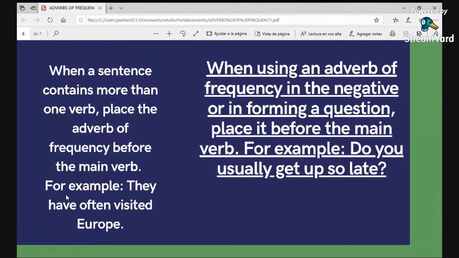The same happens when you have an adverb of frequency in a negative or interrogative form. Your adverb has to go before the main verb. For example, do you usually get up so late?